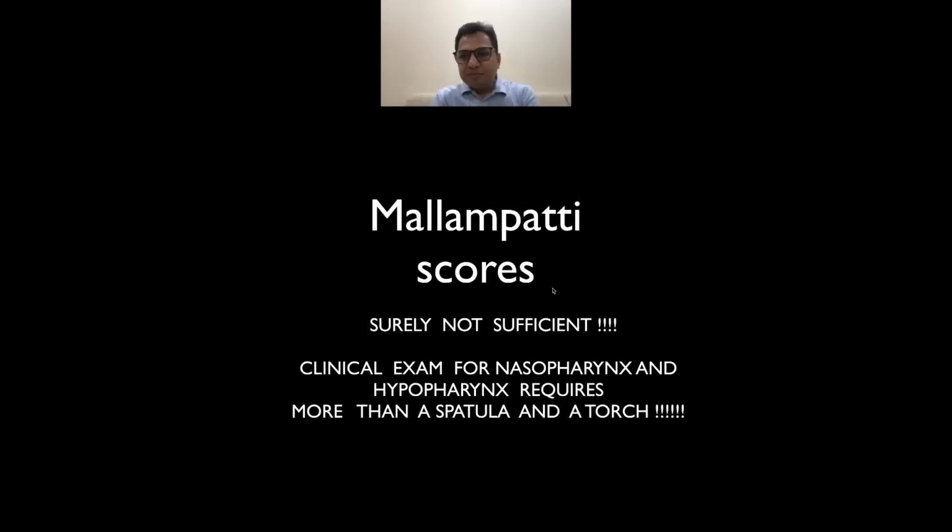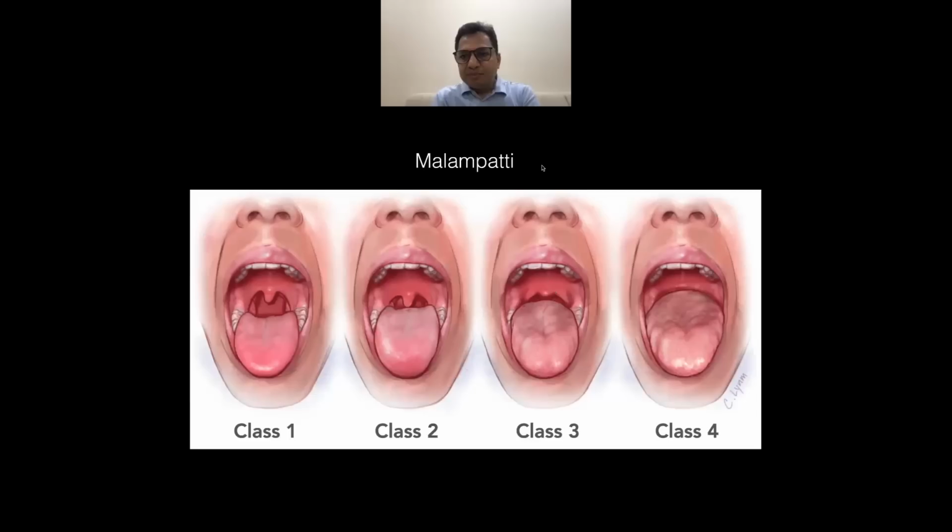Correct. So now what is Mallampati and what is Friedman? Many people are confused that Mallampati and Friedman are the same. They're not the same. Mallampati classification is class 1, 2, 3, 4. All of you know it. But it is with the tongue protruded outside.